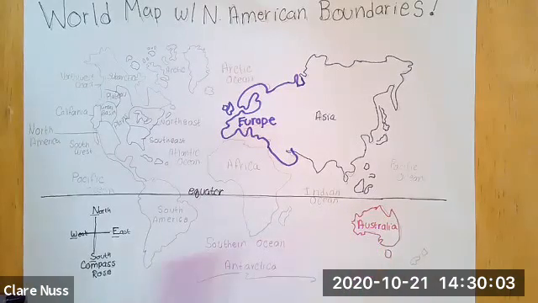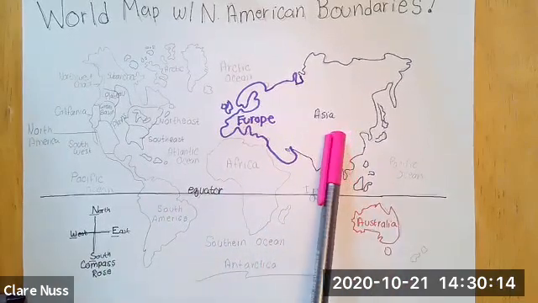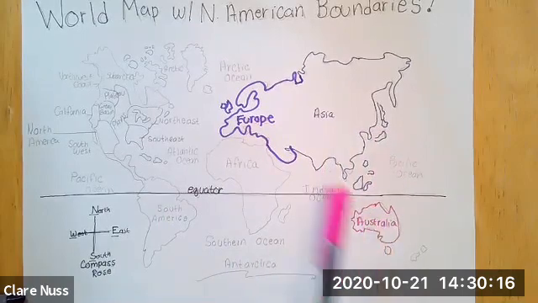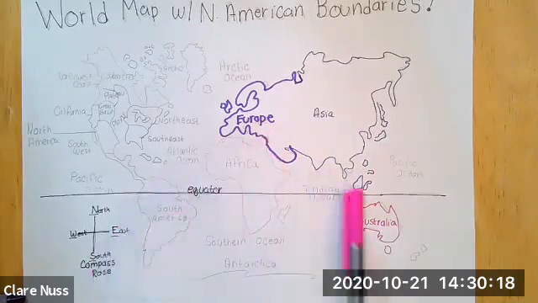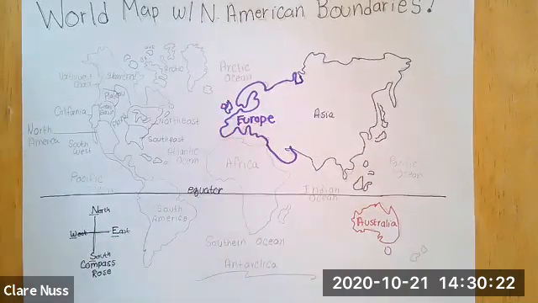Australia is located to the south of which continent? If you said Asia, you are totally correct. Europe is located how to Australia? If you said northwest, you are totally correct.